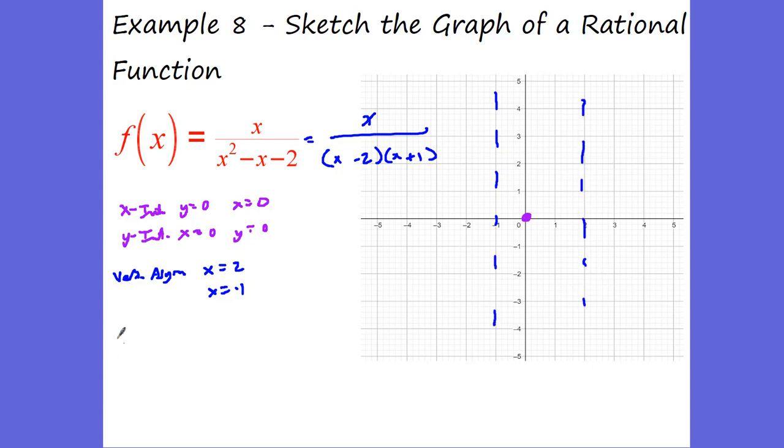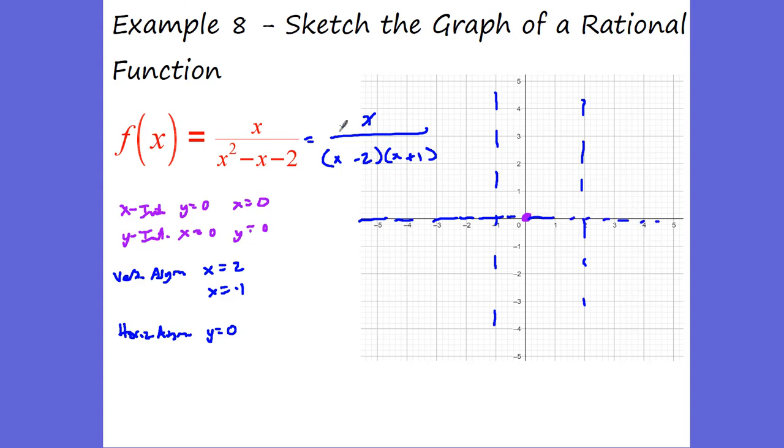We also want to look at a horizontal asymptote. How do I look at the horizontal asymptote? I take a look at the degrees. The bottom degree is bigger, which means y is equal to 0 is an asymptote right here. Okay, and then I'm going to plug in some extra values.